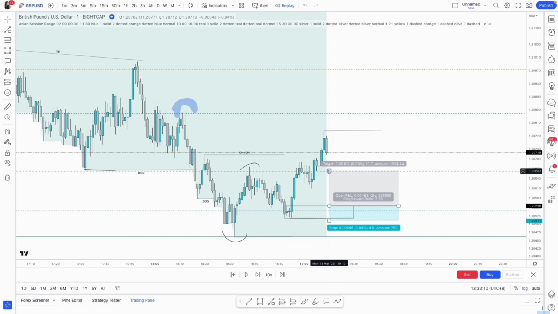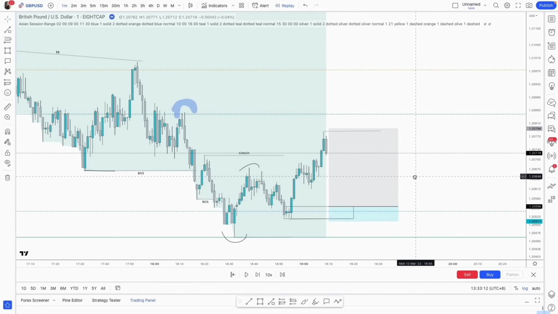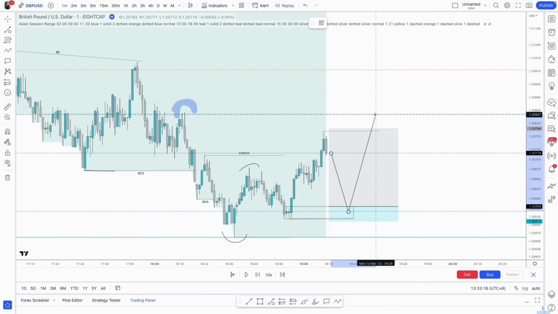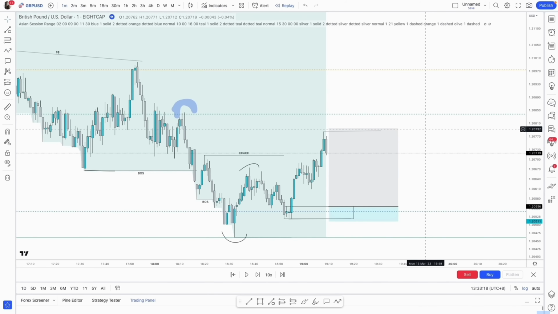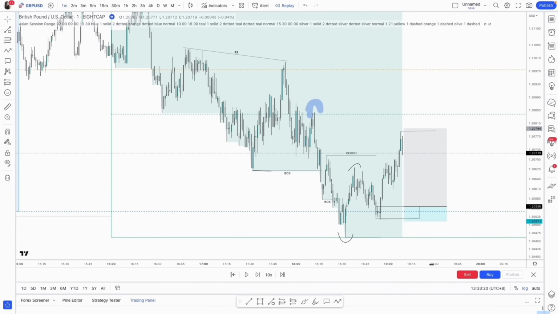Now, the question is, where is our target? So the first one is going to be when we come back in here, like so, and break the highs, that is going to be our sign to go to break even. That's how we're going to be managing this position.